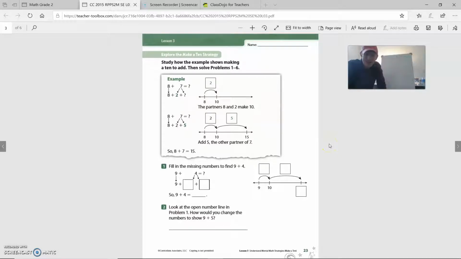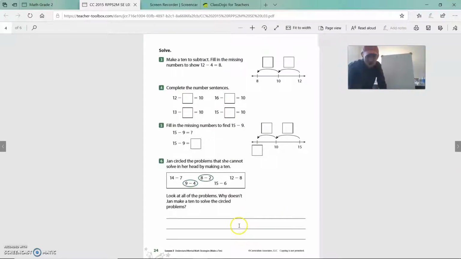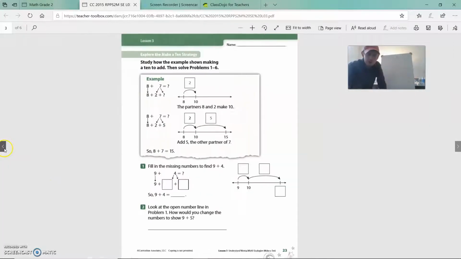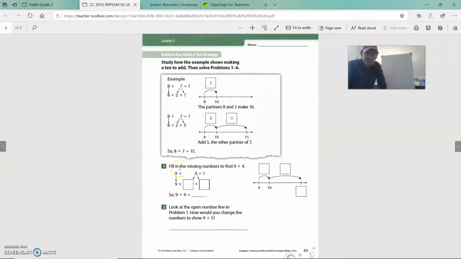Hello and welcome back. We are in our second lesson for Unit 2. Today we will be exploring the Make 10 strategy, and we are on pages 23 and 24. So please either flip your packet to those pages now or take a look on Google Classroom so that you know where we are and can follow along.